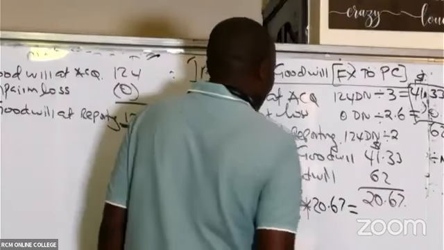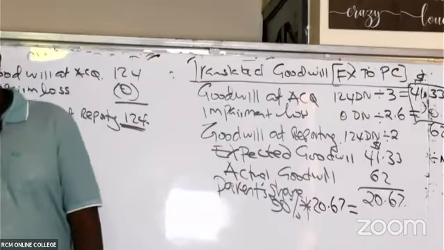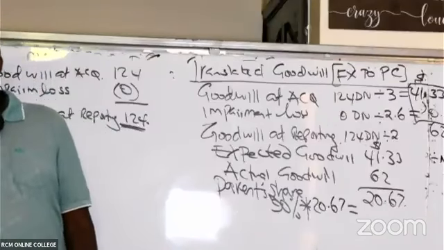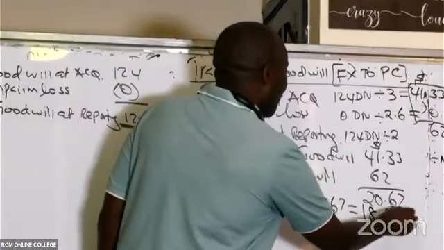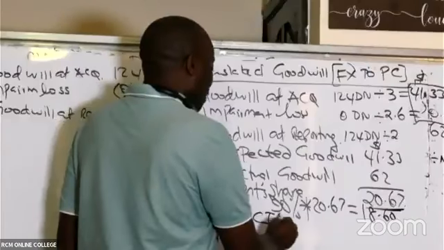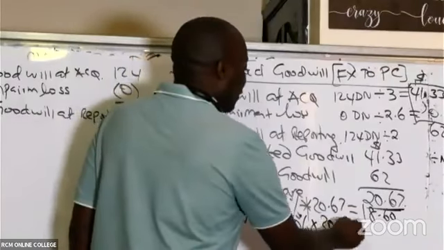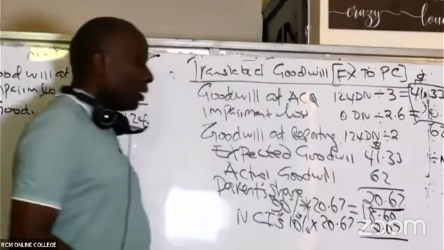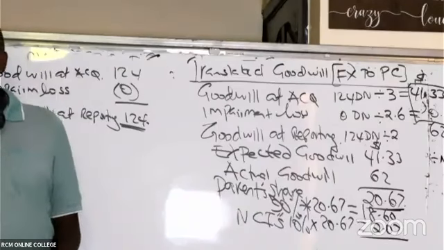So then this will give me what here? 0.9 times 20.67. According to Nancy J, it's 18.6 something. So this, remember, is being shared out. And then we have NCI's share. NCI share, we shall have 10%. 10% of 20.67 gives me 2.07, something like that.